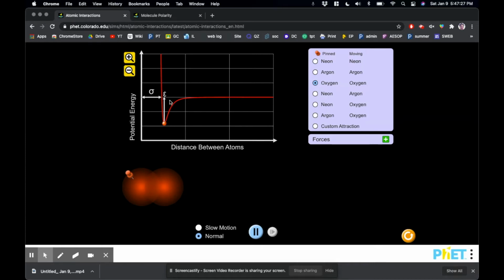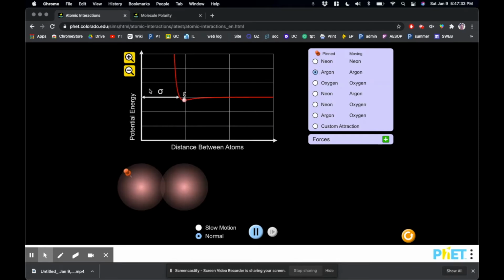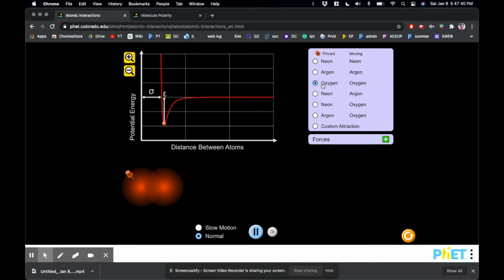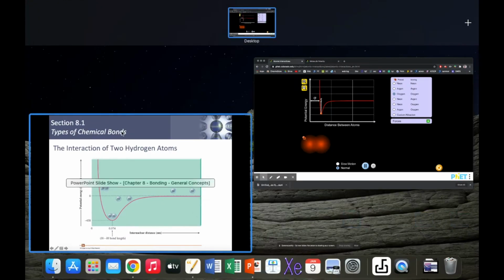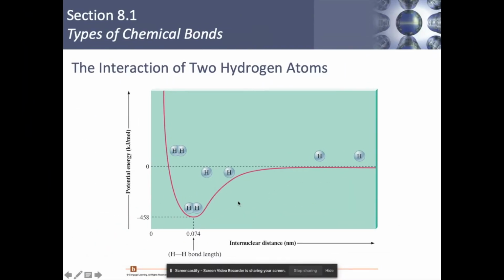Okay, so what exactly does this potential energy stuff tell us? And not only that, you can probably also see, look at the distance between here and here. That changes also with each element that I'm putting together. So what's going on with regards to that? Well, you can see here, this is the internuclear distance right here. And what you can think of that as is how close are your atoms to each other.